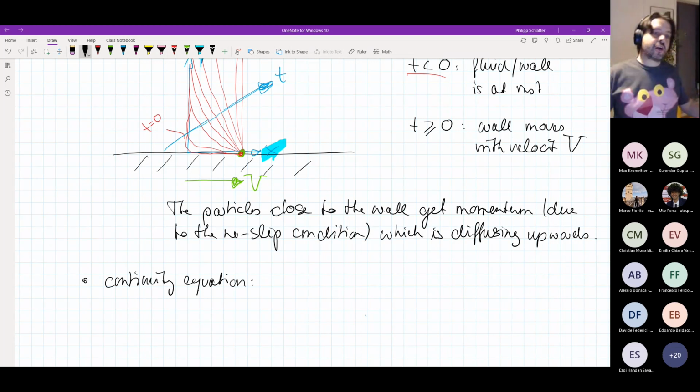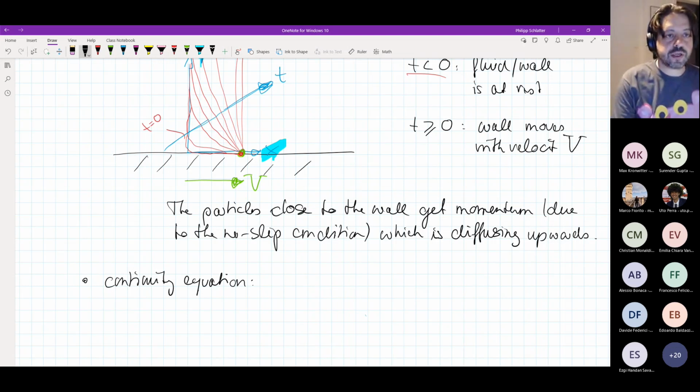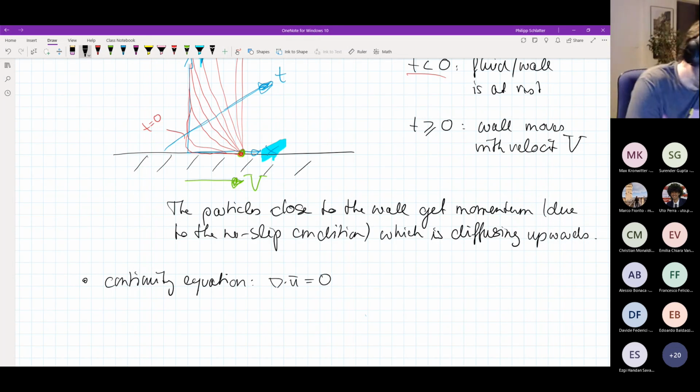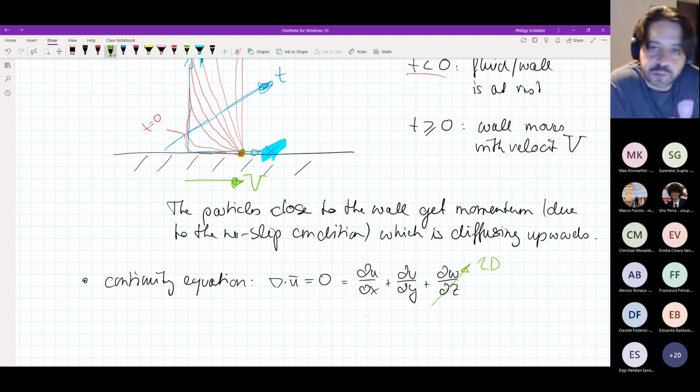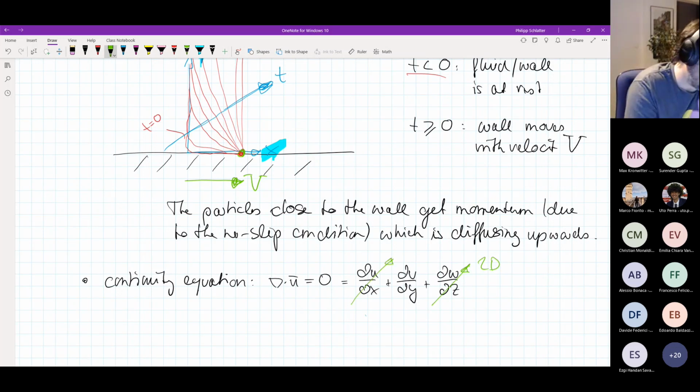Okay, so if we start now with the continuity equation, this particular case is actually quite simple. The divergence of u is 0, and the divergence is just du/dx plus dv/dy plus dw/dz being 0. Now, if I take my green pen and take stuff away, this term would go away because we're looking at a 2D problem, so w and d/dz is 0. This one I can also take away because it's a fully developed flow.